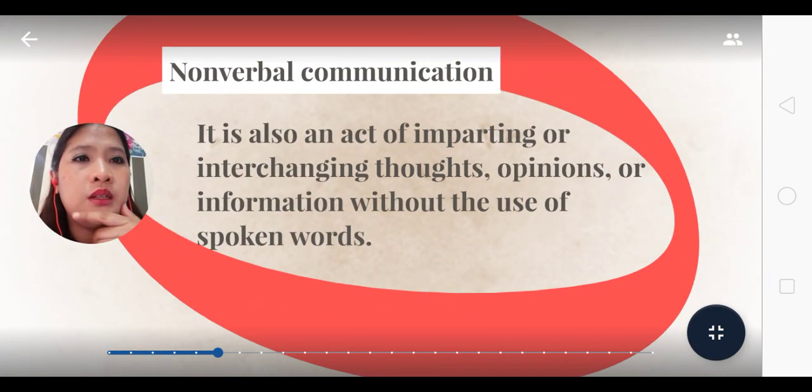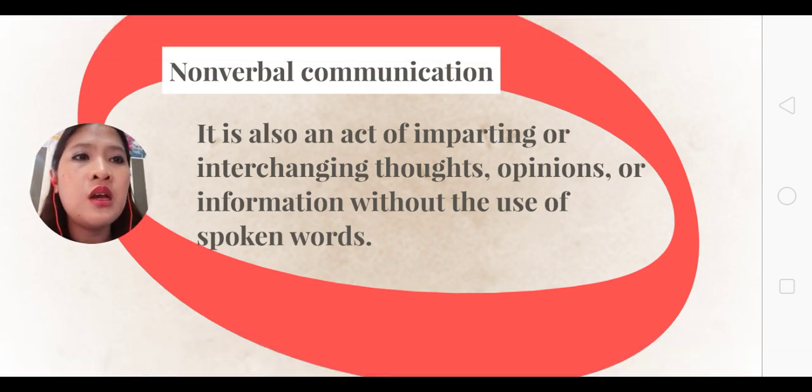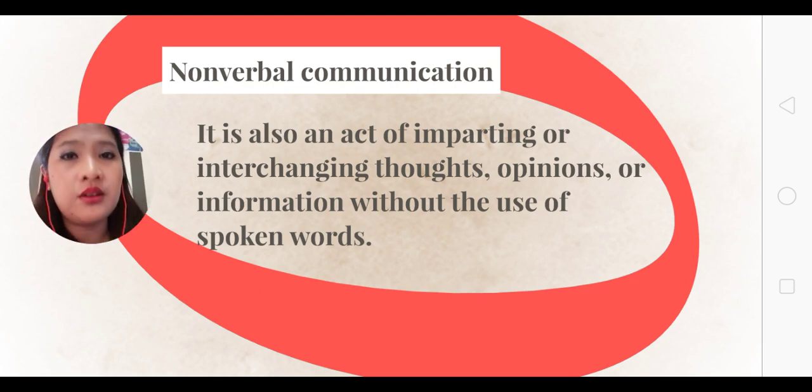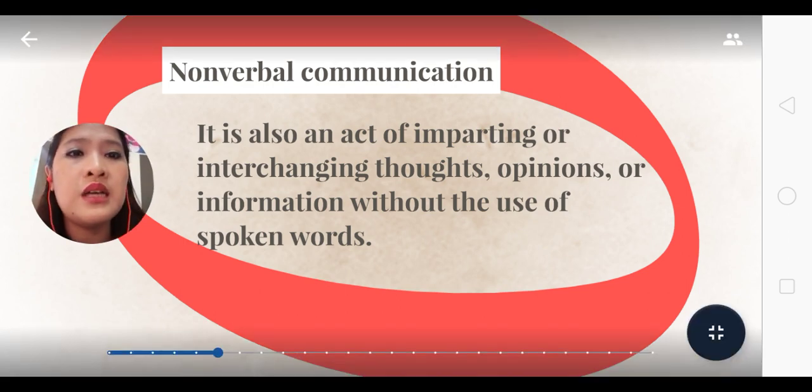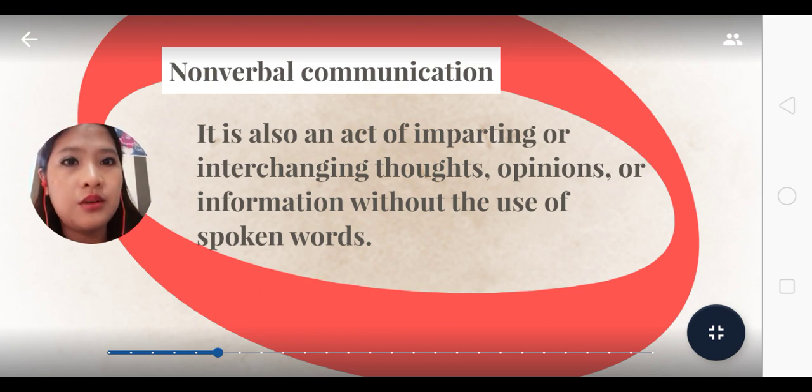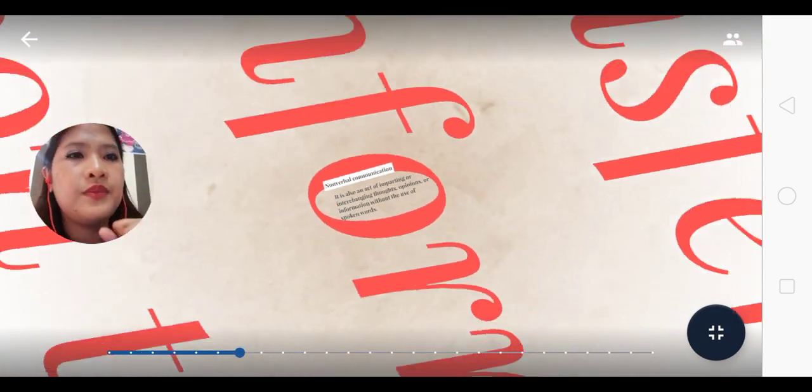So nonverbal communication is also an act of imparting or interchanging thoughts, opinions, or information without the use of spoken words. It could be a nod, a thumbs up, a raise of an eyebrow, the twitching of the mouth, or a frown. Those could already serve as a way to exchange information. So we often do this. Nonverbal communication is part of life. It applies to all aspects of life, to all disciplines of life.